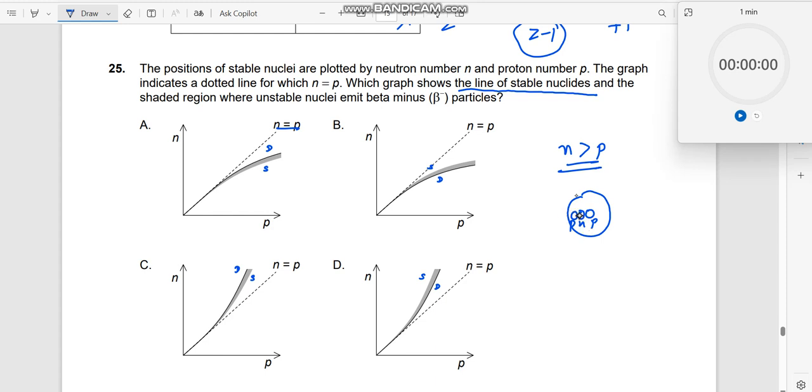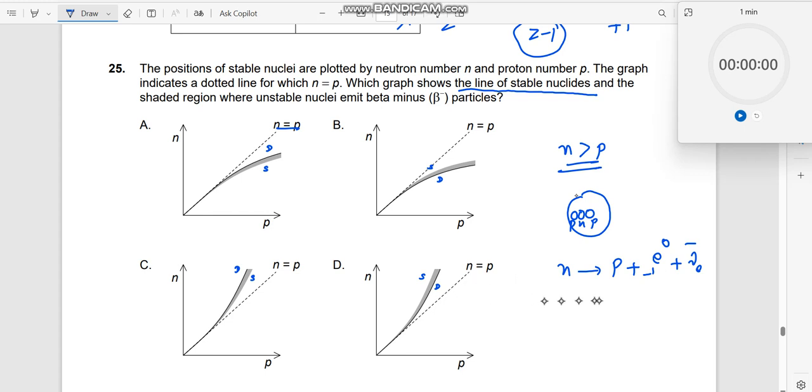When you have excessive neutrons, they get converted into protons by emitting a beta particle, along with an anti-neutrino. This is nothing but beta decay. A neutron decays into a proton, an electron and an anti-neutrino. That's what we have seen.